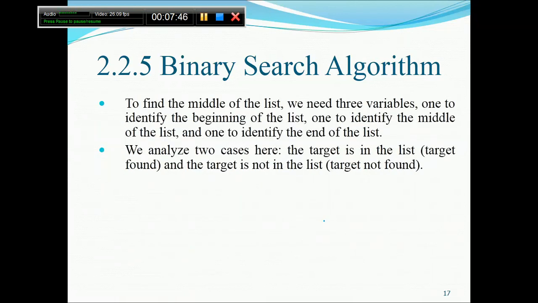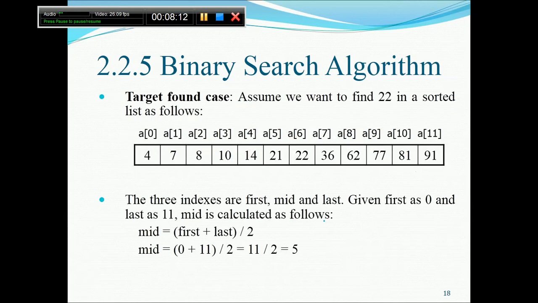To find the middle of the list, we need three variables basically. One to identify the beginning of the list, that is the lower bound. One to identify the middle of the list, and one to identify the end of the list, that is the upper bound. We analyze two cases here. In the first, the target is in the list, that is, the item I am looking for is available and we have to find it. The second case is that the target is not in the list, that is, target not found.